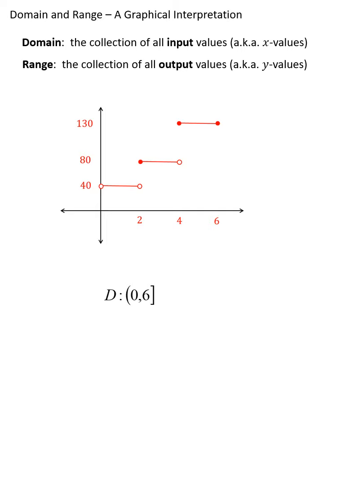Okay, as far as range goes, range is all possible outputs. There are only 3 possible outputs to this function: 40, 80, and 130. Any other y value than 40, 80, or 130 does not correspond to any points on this graph, and therefore the range is just those 3 numbers.